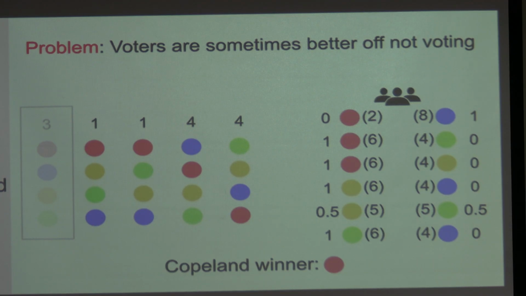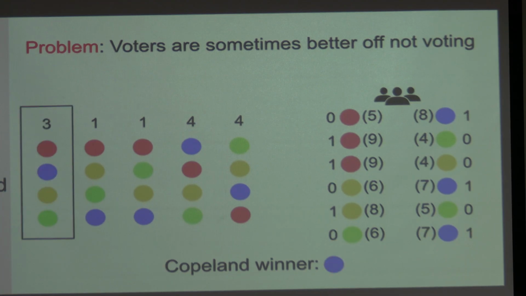Yes? How did this happen? What is the insight of why this would happen, just running Copeland? Blue is able to beat yellow and green because of these three voters. Blue gets more points. Sure, you want to explain? Go ahead. Yes, blue gets more points because it is able to beat yellow and green because of these three voters.